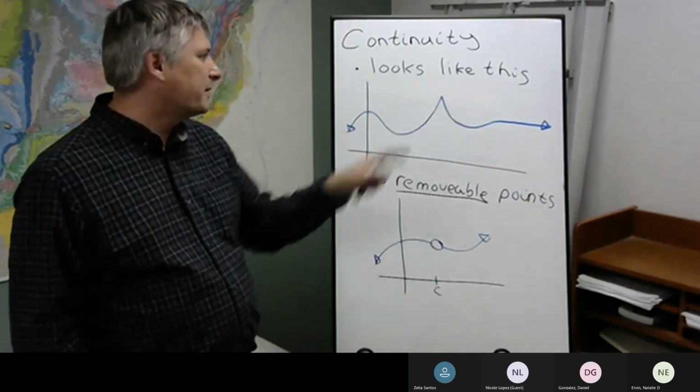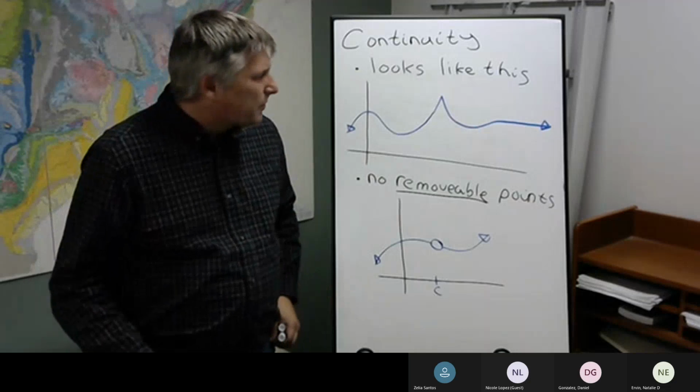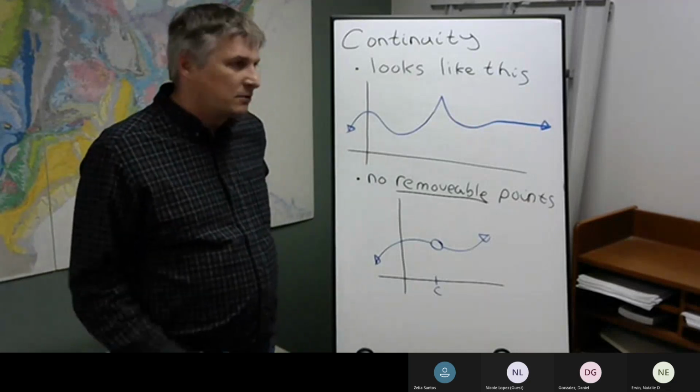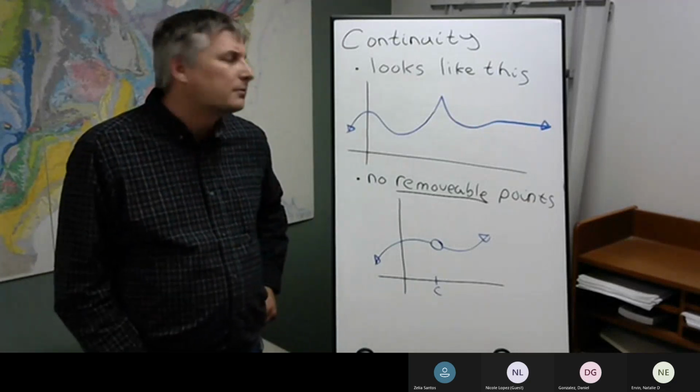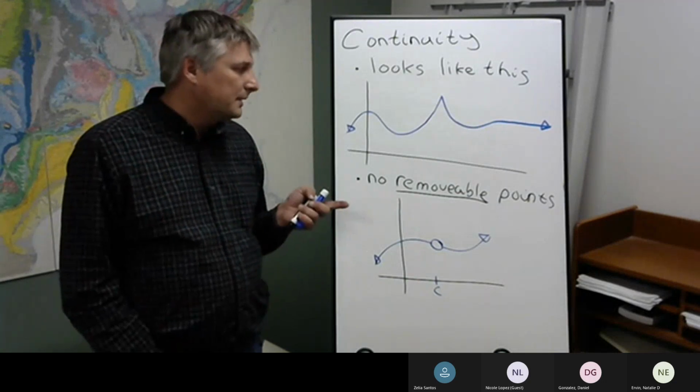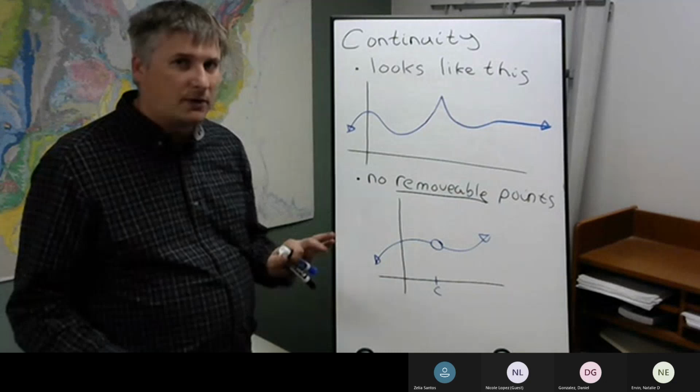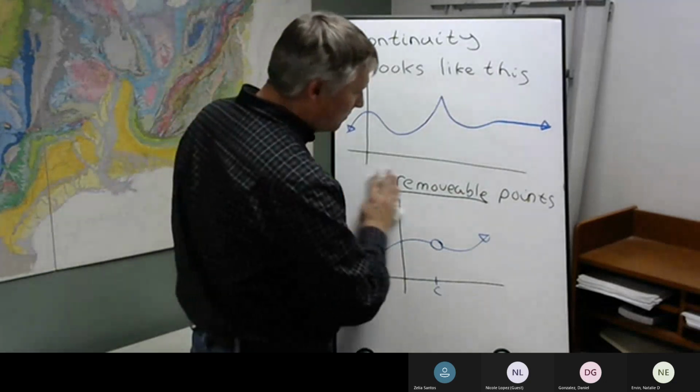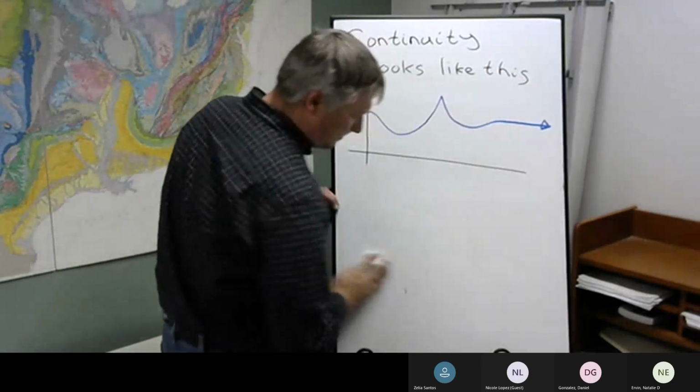Now this little corner here, that's perfectly fine. Where corners become an issue, we run into problems with derivatives on corners. We're going to run into some things there. But for continuity, they're okay, totally fine. So no removable points or no holes.